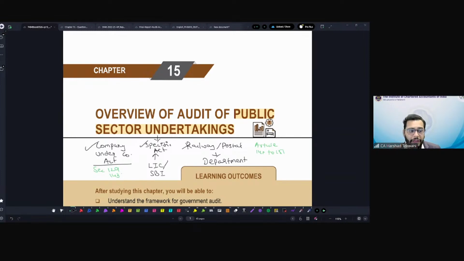So if it is a specific act, examples are LIC and SBI; a department, like railway or postal; companies can be various companies under the Companies Act where the government has the majority of the holding. So these could be examples of your public sector undertakings. I hope it is clear. Any further doubt, guys?